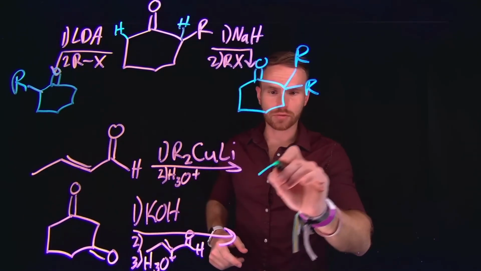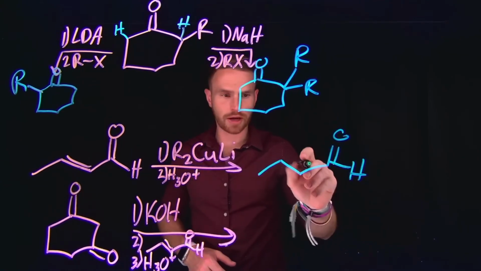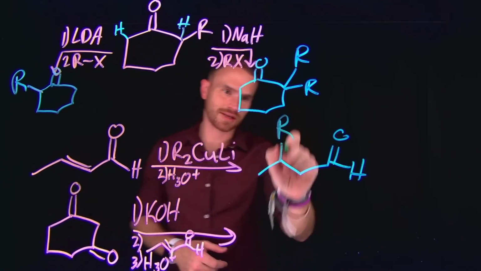So the product that would be formed is going to be alkylated at that position, allowing us to generate a product that has a new R group at this position.